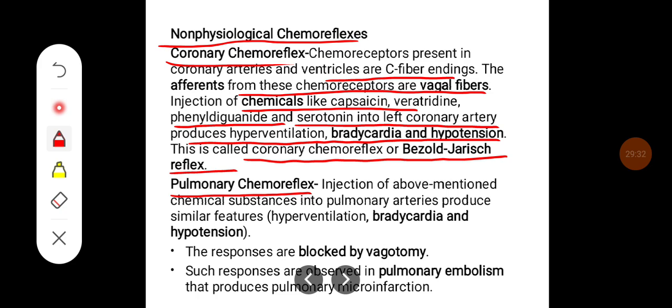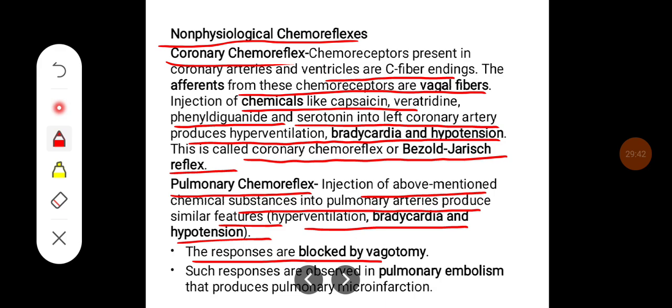Pulmonary chemoreflex. Injection of the above-mentioned chemical substances into pulmonary arteries produces similar features like hypoventilation, bradycardia, and hypotension. The responses are blocked by vagotomy, and such responses are observed in pulmonary embolism that produces pulmonary microinfarction.